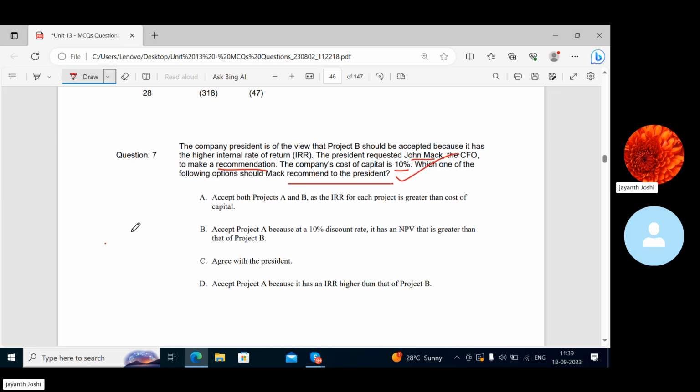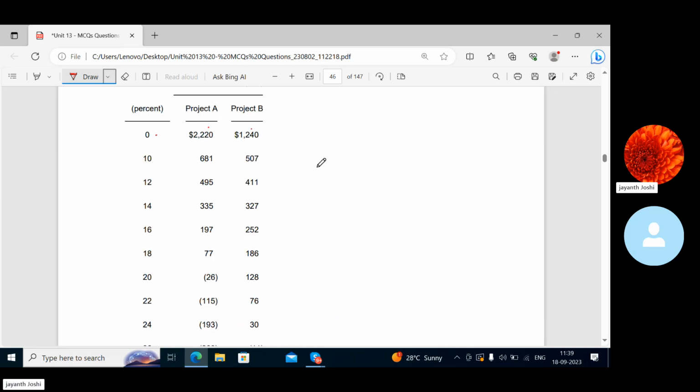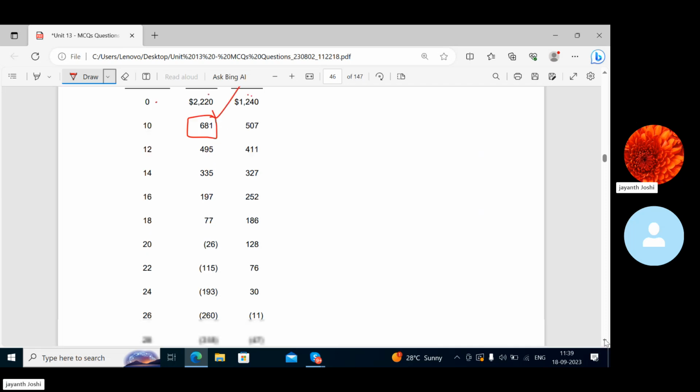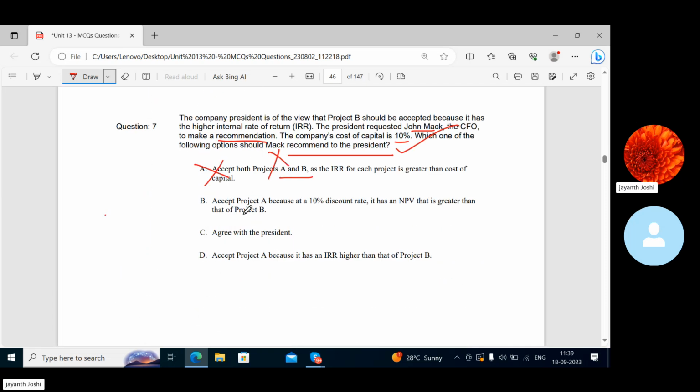So NPV is a superior method, am I right? Yes. So accept both projects. It can't happen. You can't accept two projects because they are mutually exclusive. Absolutely wrong statement. Accept project A because at a 10% discount rate, it has an NPV that is greater than project B. Very simply, we can understand that's a true statement, right? Yes. So based upon that, I can really select project A.